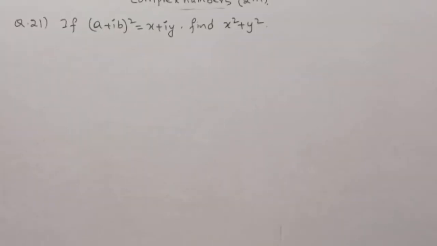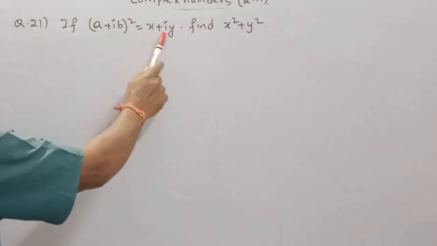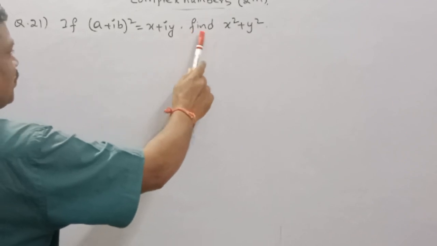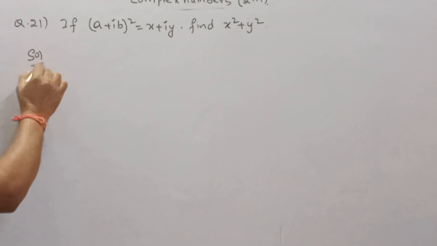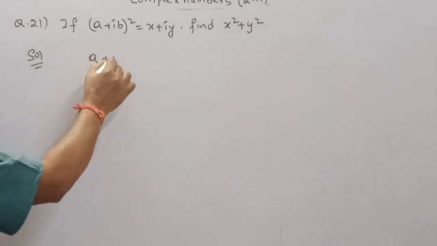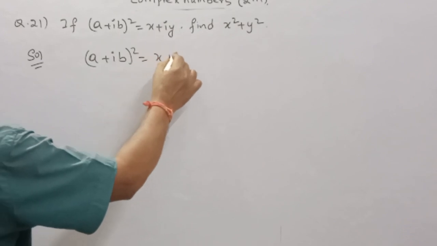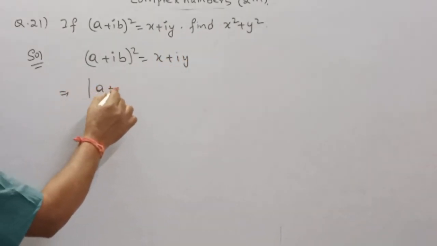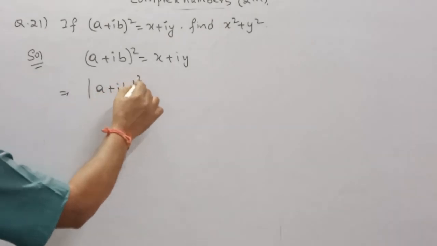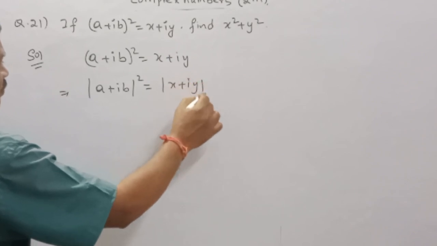Dear viewers, we have a problem from complex numbers for IPE. If (a + ib)² is equal to x + iy, find x² + y². Here, given (a + ib)² is equal to x + iy. So the modulus of (a + ib)² is equal to the modulus of x + iy.